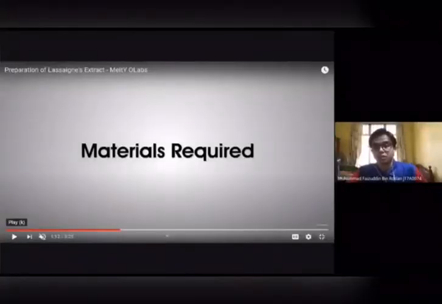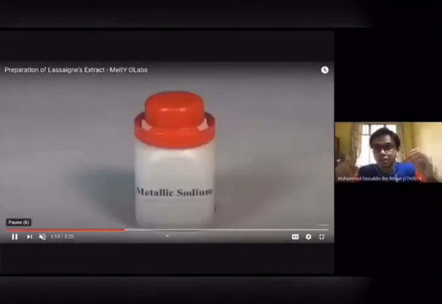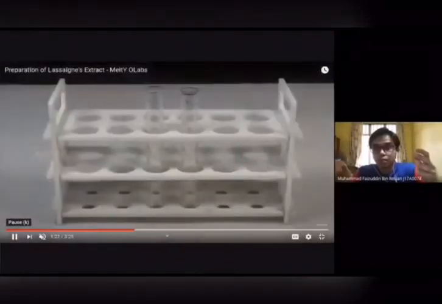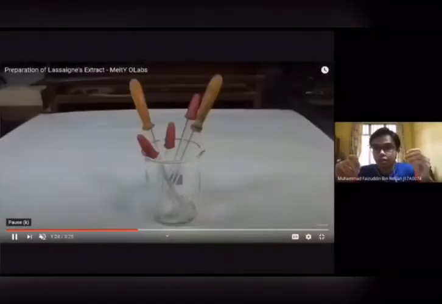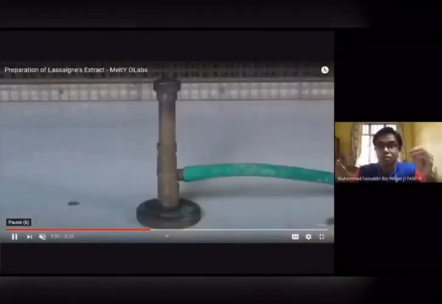Okay, so now I'm going to explain how to prepare leucine extract. So the materials required are first the metallic sodium, distilled water, organic compound given, forceps, fusion tube, rag, tong, dropper, china dish, filter funnel and filter paper, wire gauze, and tripod stand, and also Bunsen burner.